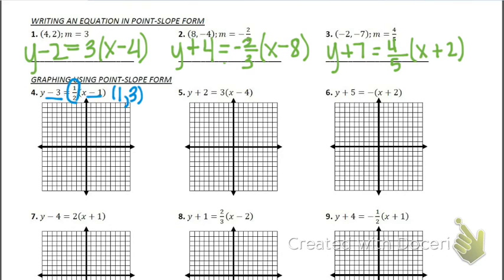So here's how we're going to graph them. We plot that point at 1, 3. And then from that point, we use the slope to find 2 more points. So what is the rise of this slope? 1. So from that point, we go up 1. What is the run? 2. So we go right 2. So here's my second point. I always want you to do 3 points, and we need to go in the opposite direction. So if I went up 1, the opposite direction would be down, and if I went right 2, the opposite direction would be left 2. So my third point would be here.